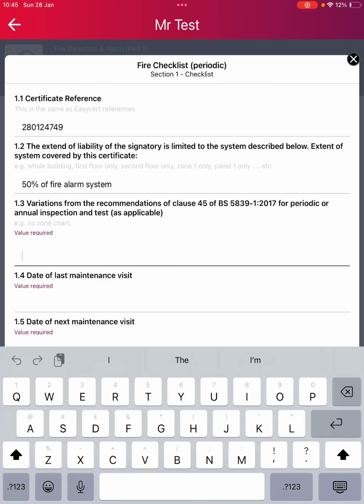So variation recommendations, clause 45. Let's read this out. Clause 45 states recommendations for inspection and test of the system over a 12-month period. In the first instance, multi-sensor detectors should be operated by a method that confirms the products of combustion in the vicinity of the detector can reach the sensors and that a fire signal can be produced. So I guess you just need to test all the detectors correctly with the smoke.